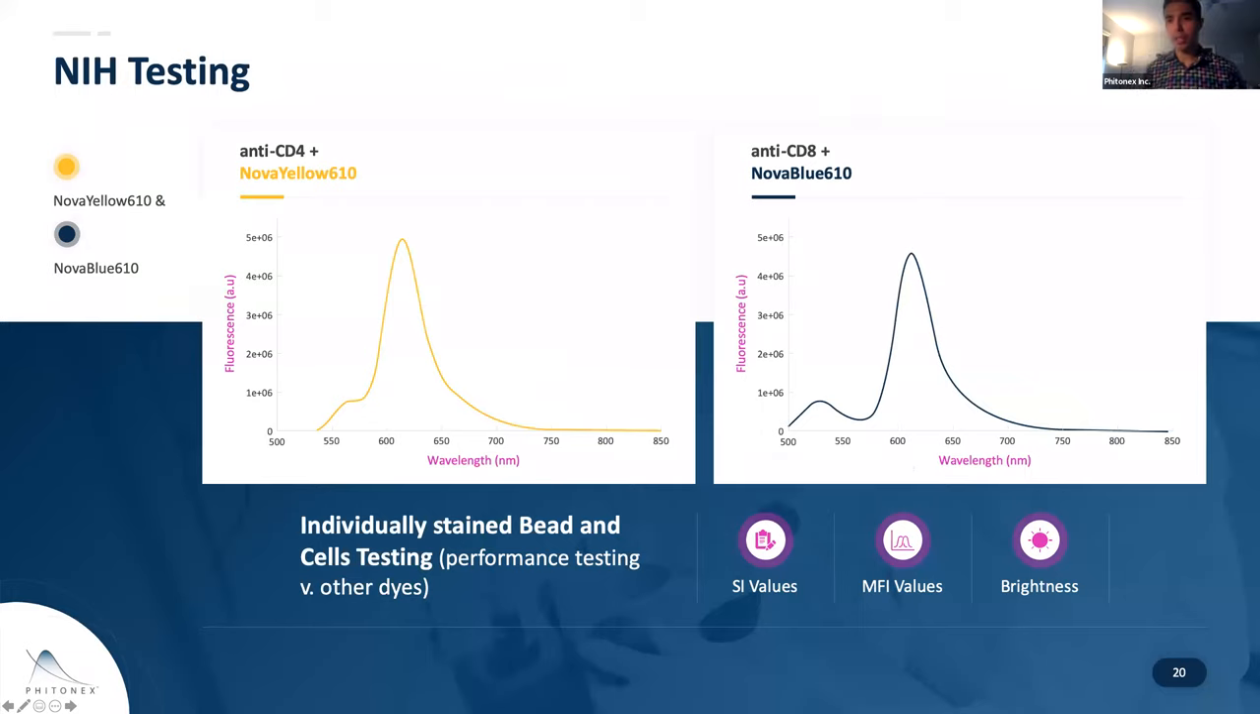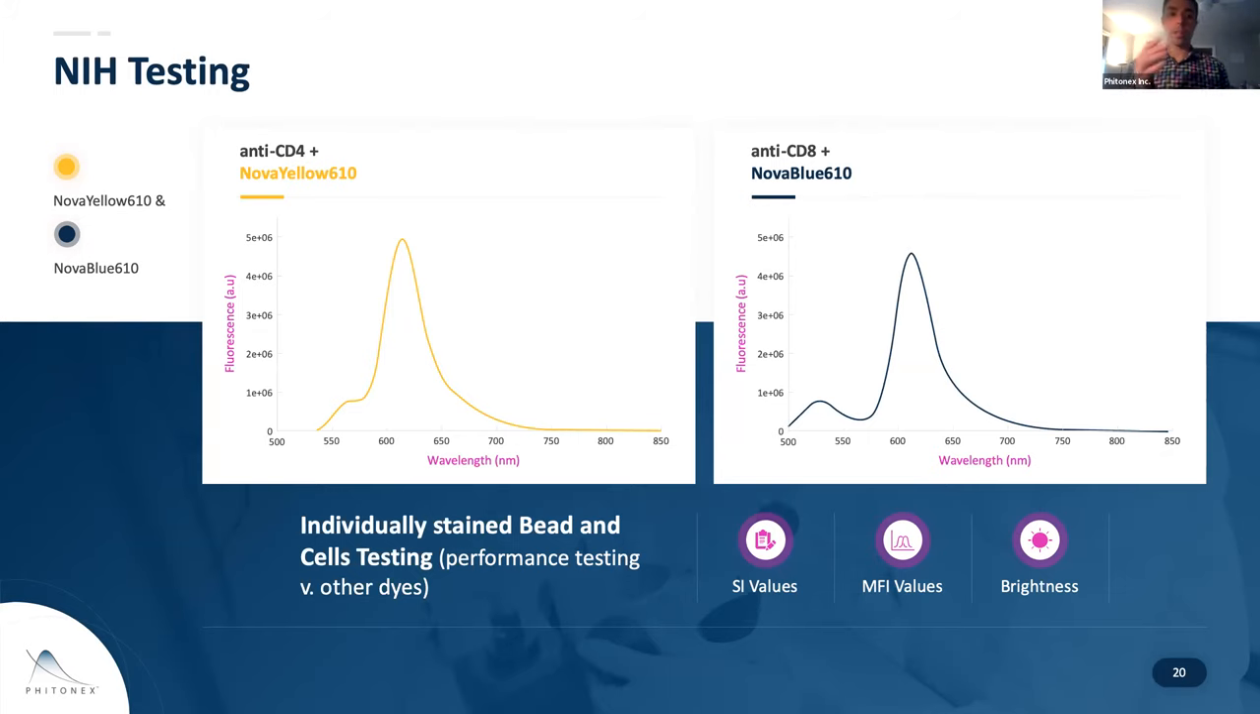So the first question would be, okay, that's all great, but how do they compare against current dyes, when we're looking at things like separation index or stain index? Just how are they performing? So we got our labels to Steve Perfetto at the NIH, and we said, throw the kitchen sink against these things. We provided him anti-CD4 Nova Yellow 610. In this regime, it's just one fluorophore and one antibody together, so it's a quantitative system, and anti-CD8 with Nova Blue 610.